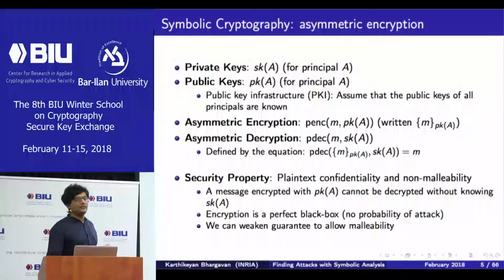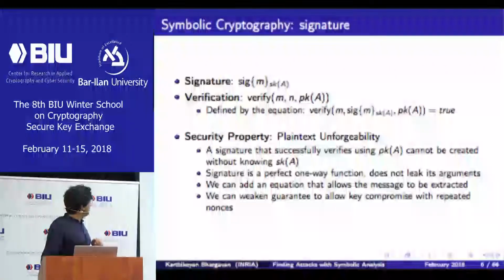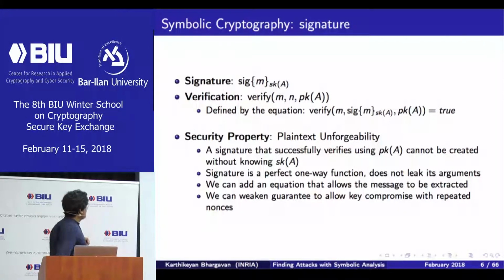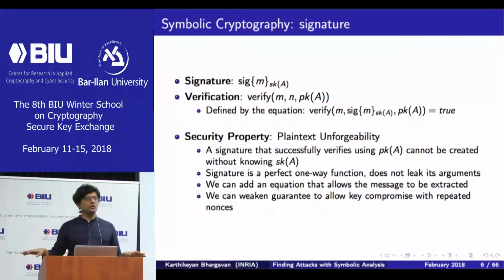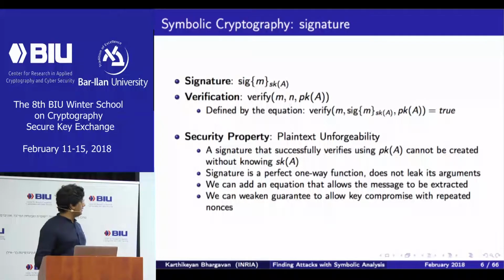Again, we can weaken these definitions a little bit, and we'll see that maybe after lunch. But for the most part, this is how you model things. And similarly, you can write signatures. Signatures use a symmetric key like that, and you have a verify function that takes a message, the signature, and the public key, and has this equation attached to it. If you provide it with the signature generated with the right key, it'll give you the right answer. Otherwise, nothing. No other guarantees. No other way of extracting anything from the signature.